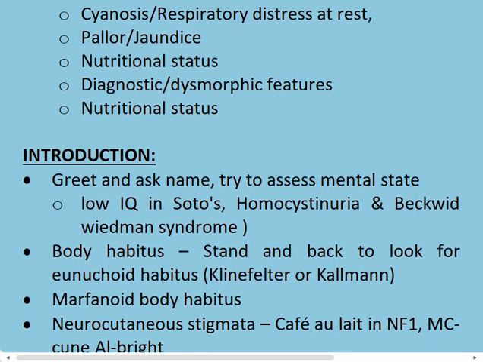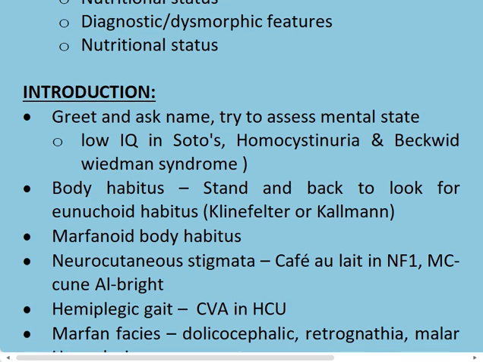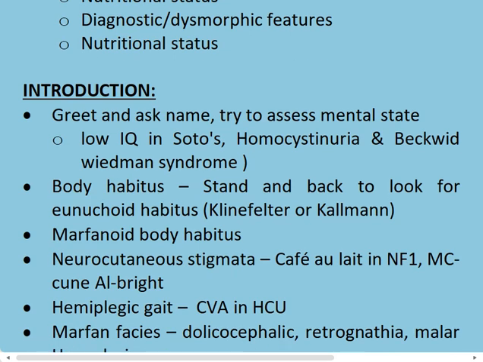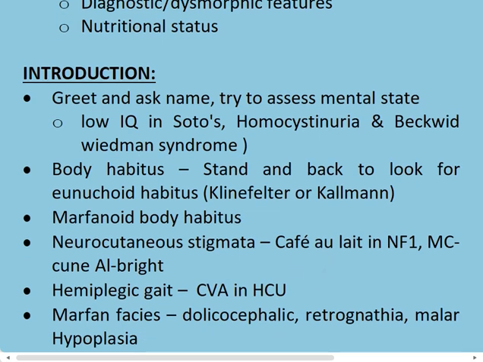So you just start this case by greeting and asking the name of the child. This will tell you about the mental status, because in Sotos, homocystinuria and Beckwith-Wiedemann syndrome there's a low IQ. Then you have to look at the body habitus of the child. Stand and back to look for eunuchoid habitus, which is present in Klinefelter or Kallmann syndrome.